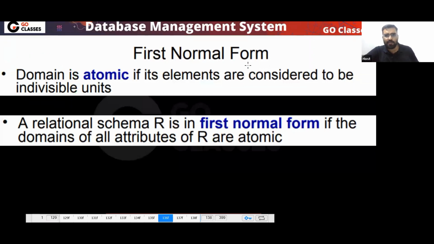We have already seen this in the relational model. What is the meaning of domain is atomic? That means you cannot divide the elements of the domain. So this is the first normal form: the domain must be atomic. Elements of the domain must be considered as indivisible. You cannot divide any element of the domain. This is called first normal form.